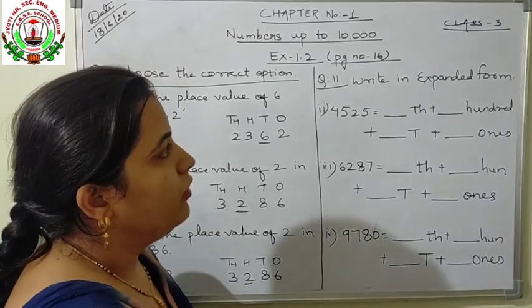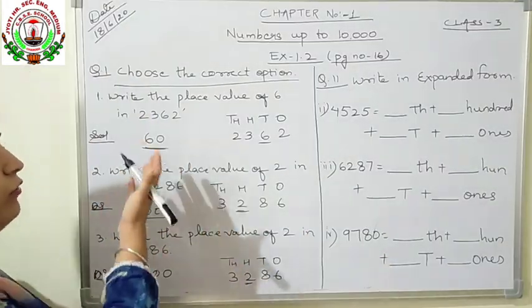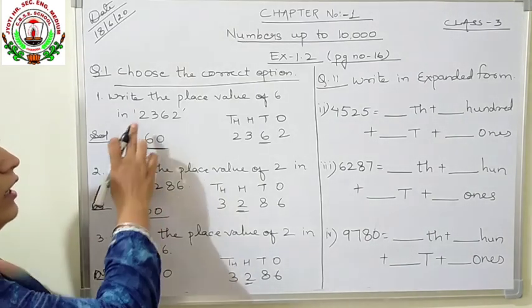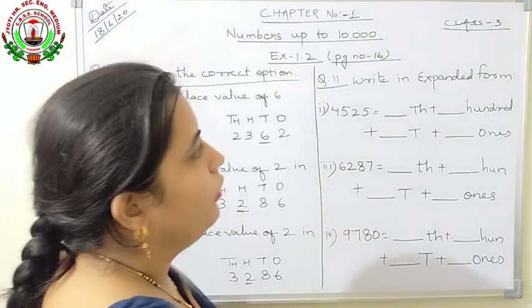Rest of all the questions are like this only. You have to solve like this. You have to write the place value for the other questions. Like this only you will write the place value of those questions. Okay. Now moving on to question number 11.